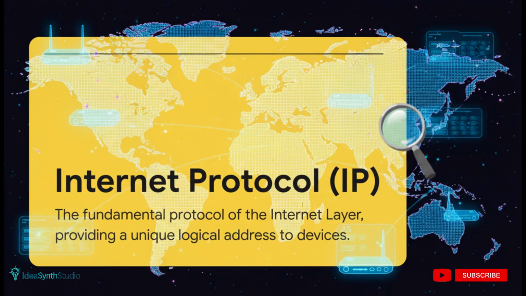And that universal addressing system? That's the Internet Protocol, or IP. You could argue it's the most important protocol of the whole system. IP is what gives your computer, your phone, and that server across the ocean its own unique address so they can find each other in a sea of billions of other devices.